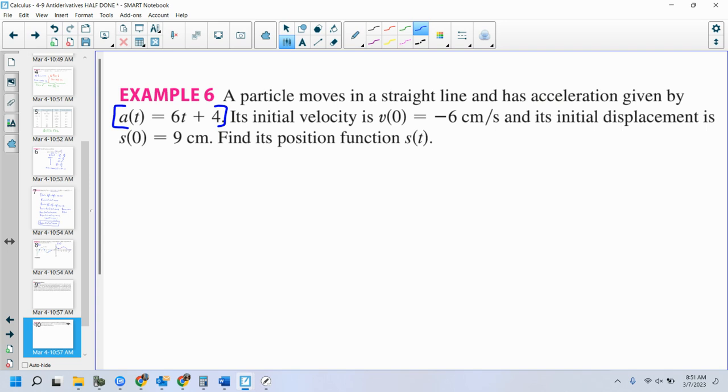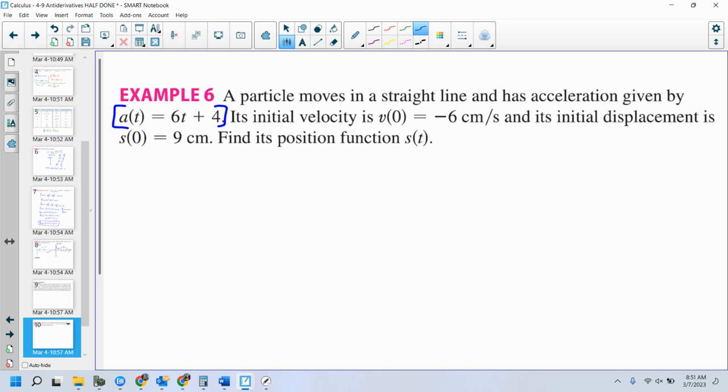I know that I started this particle out with a velocity of negative 6 centimeters per second, so moving in the negative direction, on a straight line path, not moving in 3 dimensions or anything like that. And its initial displacement: how far away from start were we? 9 centimeters. So its initial position is 9 centimeters away from 0. We're at positive 9, and I've started this off moving backward at negative 6 centimeters per second.